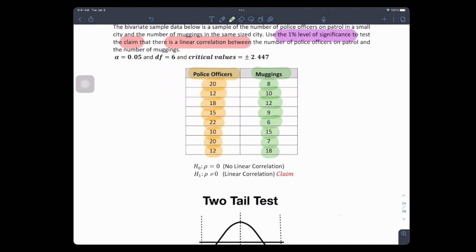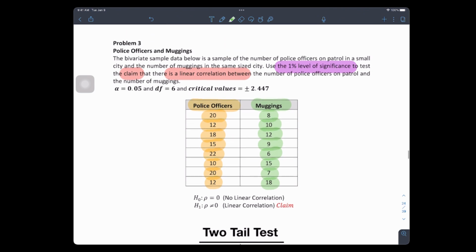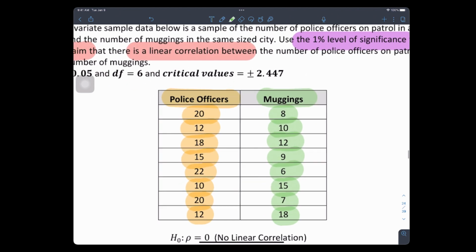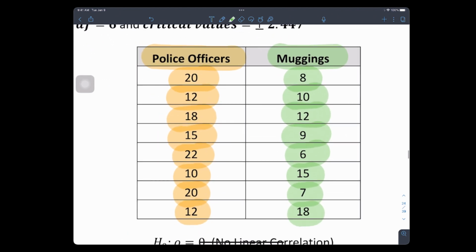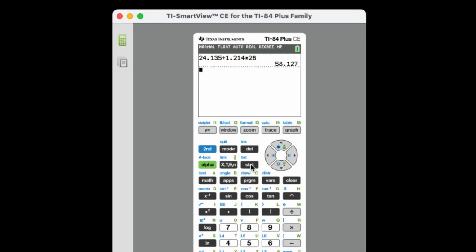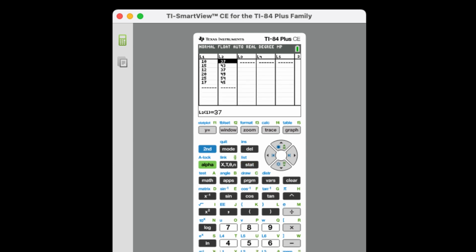So remember what you want to do first. Before you try to do anything, create your scatter plot. But you've got to enter the data in. So we're going to enter this data. Go to the TI now. Remember that: Stat, Edit, Edit. Clear this out. All right, let's enter the data.